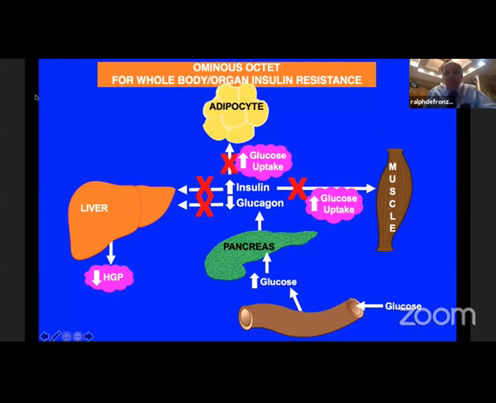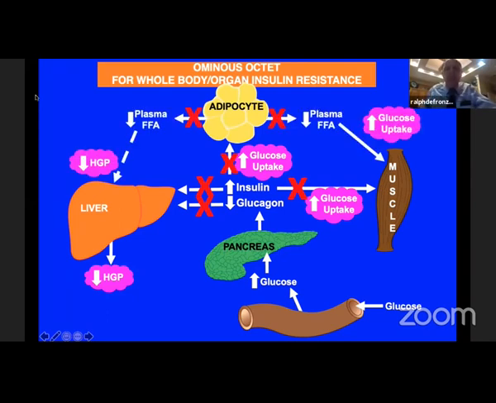At the level of the adipocyte, the ability of insulin to stimulate glucose uptake is impaired. But more importantly, the ability of insulin to inhibit lipolysis and decrease the plasma FFA concentration is impaired. So in the upper right, the plasma FFA concentration fails to decrease normally, and this contributes to the insulin resistance in the muscle. And then in the upper left, the inability of insulin to suppress the plasma FFA leads to a stimulation of hepatic glucose production.